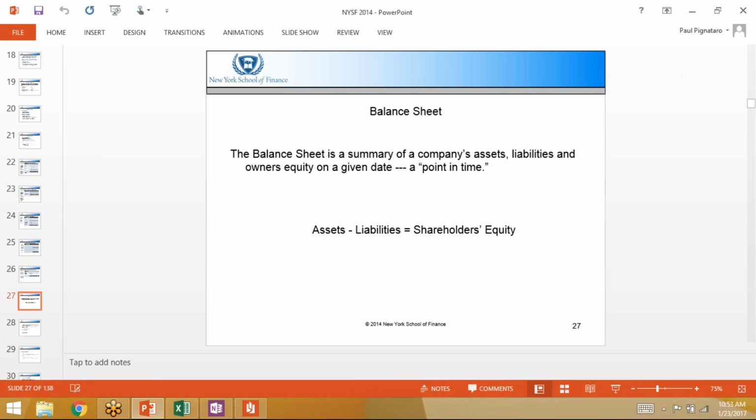I think you know that. Assets should match the liabilities plus shareholders' equity. Assets equal liabilities plus shareholders' equity. Two ways of looking at it. Same, just algebra.